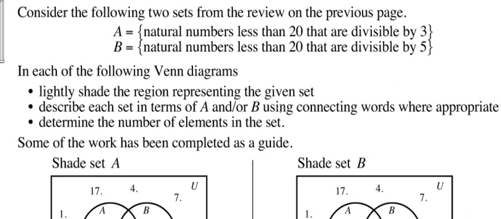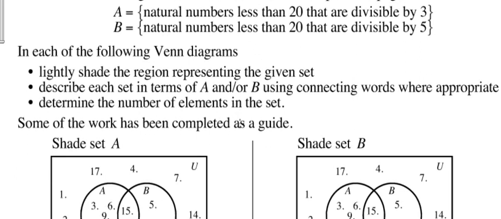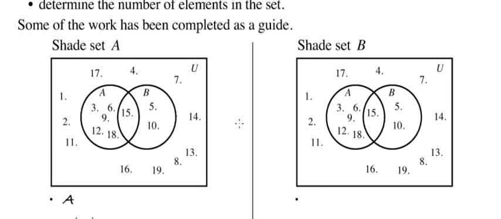So this will be like things that are part of A but not part of B, stuff like that. And determine the number of elements in each set. That's where we use the lowercase n to mean number of members. So let's see what they give us here.